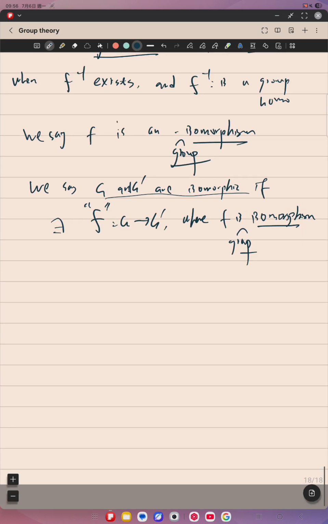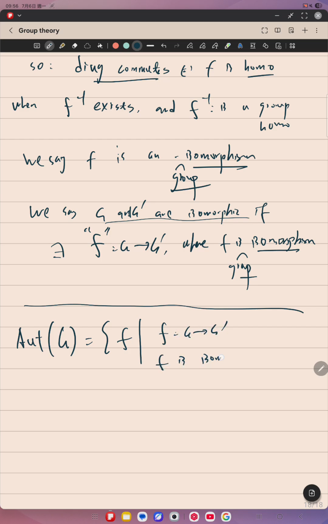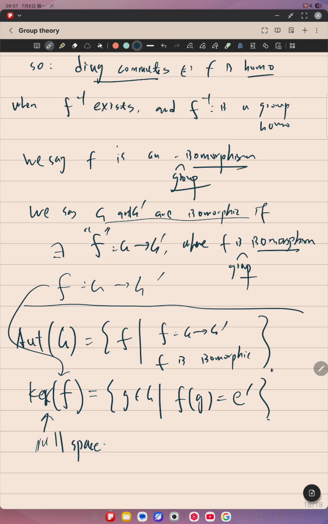Okay, so from here we can construct a more interesting subgroup. It's called the automorphism group of G. So you can consider all the maps from G to G where f is an isomorphism. Okay, good. And one can consider the kernel of f. If you give me any f from G to G prime, I can define a kernel. It's all the elements g in G such that f of g is mapped to the identity. So you can view this as something like the null space in linear algebra. Recall that the null space is defined to be the vectors in V that map to the zero vector.